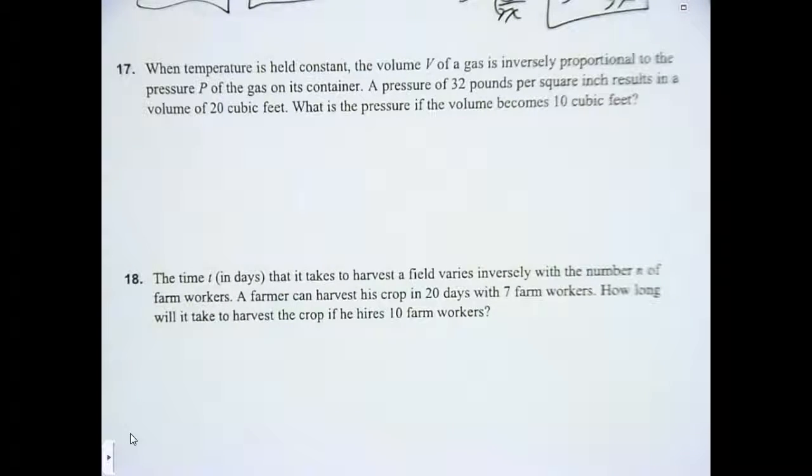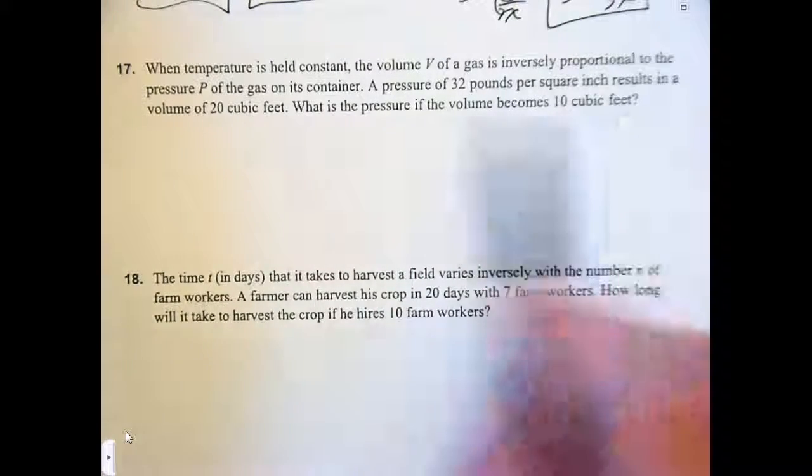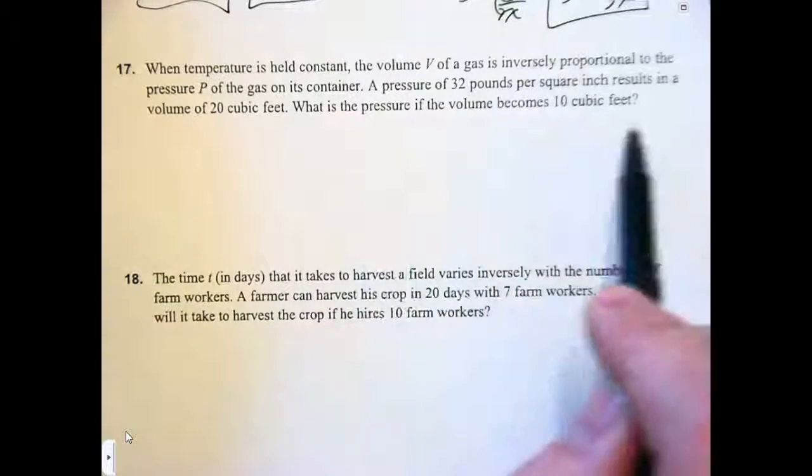All right, 17 and 18. While I'm handing out your assignment, try those two. Okay, number 17. The volume of a gas is inversely proportional to the pressure P of the gas on its container. Pressure is 32 pounds per square inch, results in a volume of 20 cubic inches. What is the pressure if the volume becomes 10 feet?